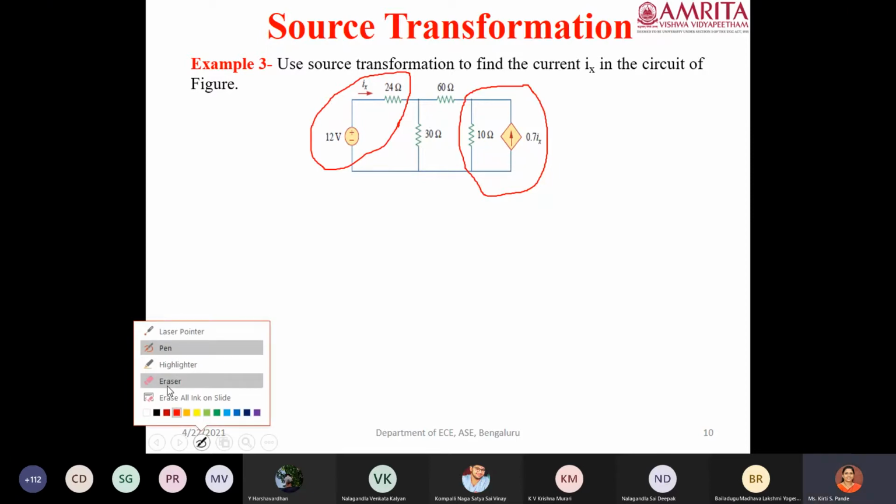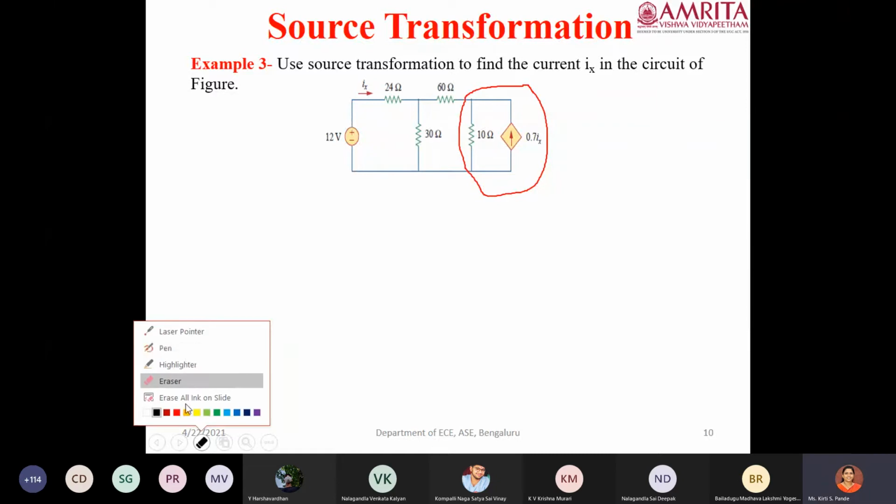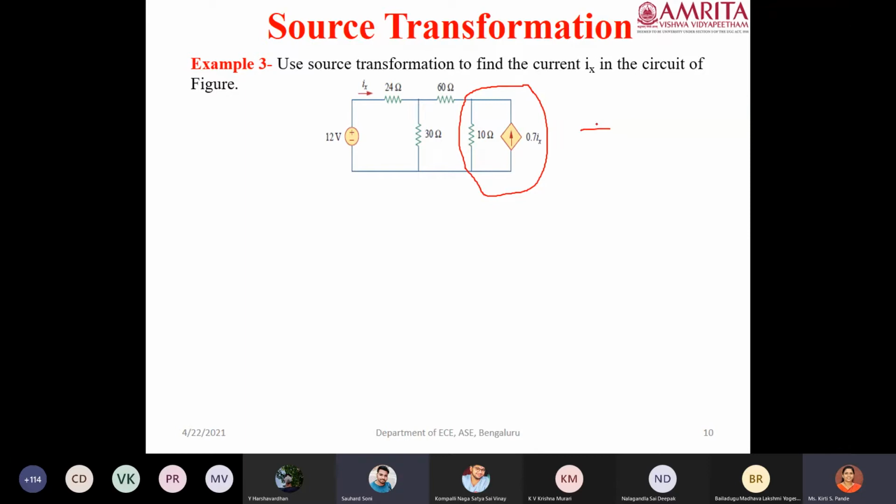So what is the value of the voltage source which you will get after the conversion, after the transformation? 7 Ix. Yes, 10 into 0.7 Ix. So that means 7 Ix is the voltage source. And how is the polarity going to be? Positive in upward direction, upper side positive, and negative on the lower side.